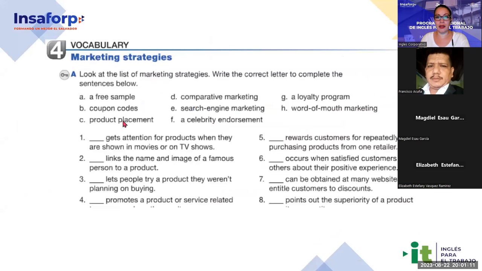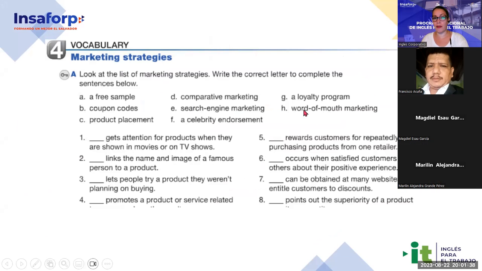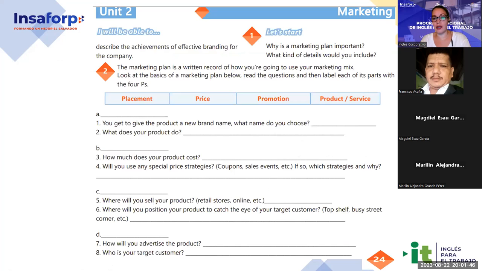Yesterday, we were working on vocabulary on some marketing strategies. Some of them are here: free sample, coupon codes, product placement, comparative marketing, search engine marketing, celebrity endorsement, loyalty brand, and finally, word of mouth marketing. We were working on those concepts yesterday. And for today, we have one more exercise regarding the four P's of marketing.